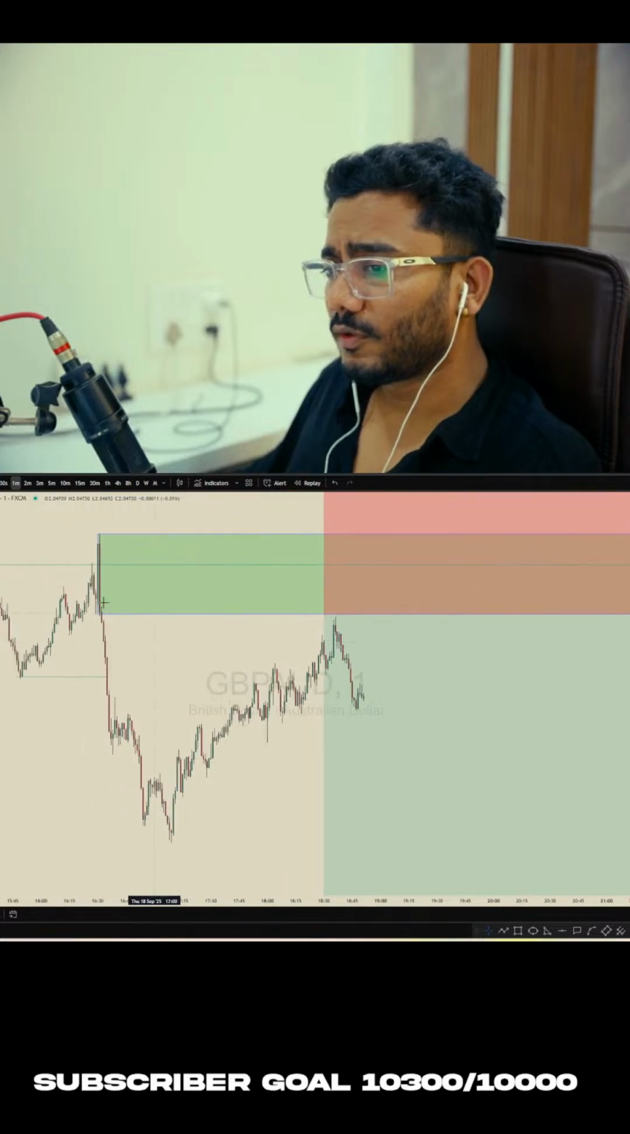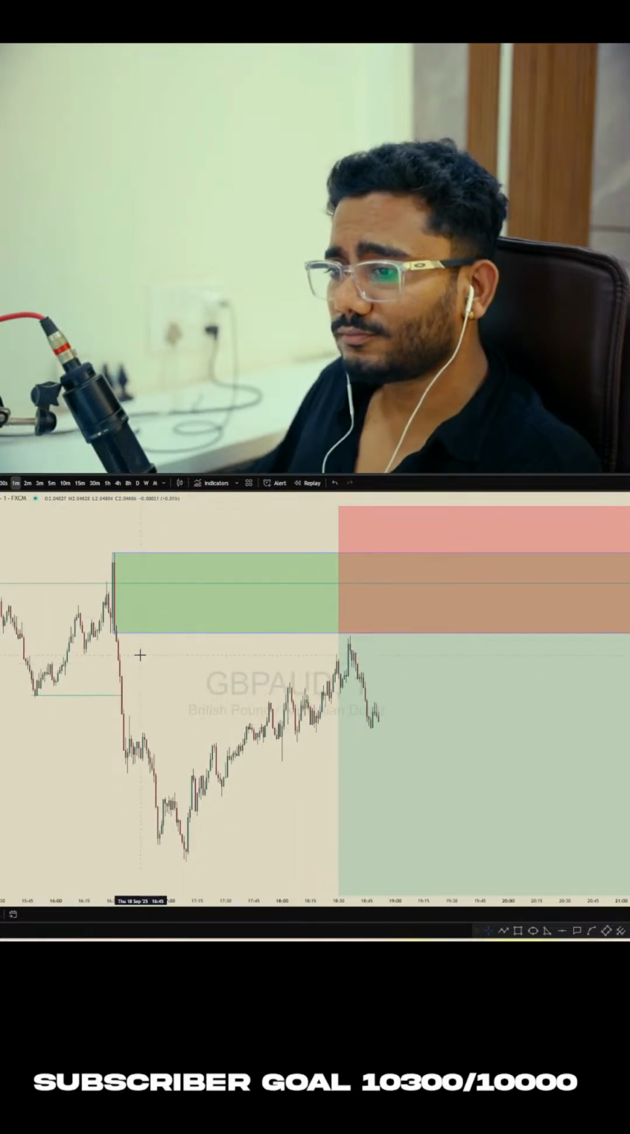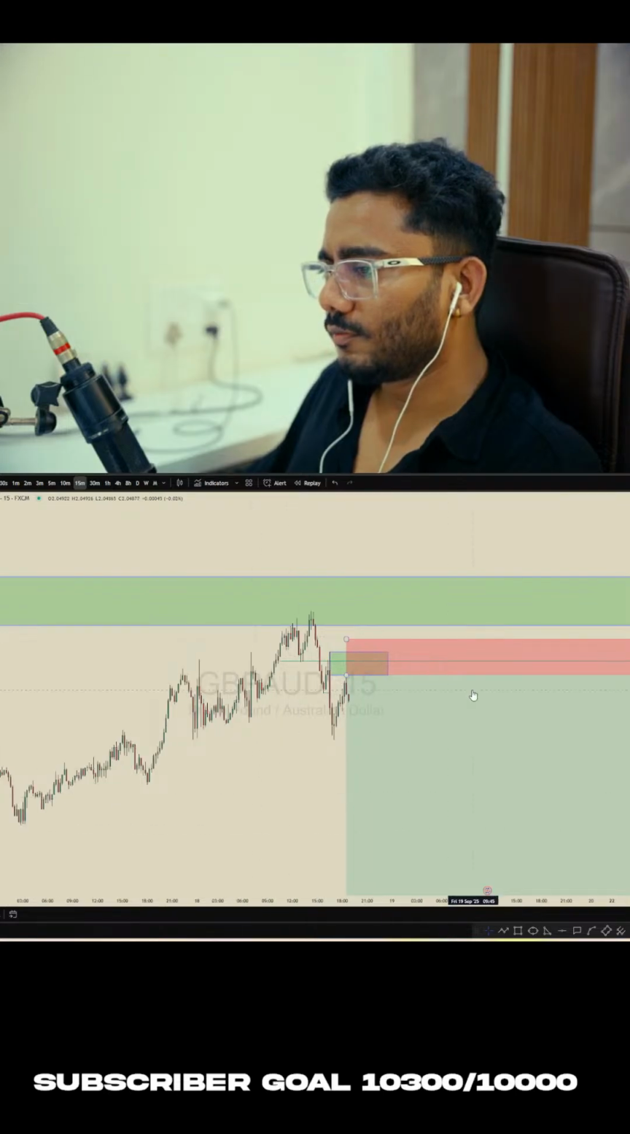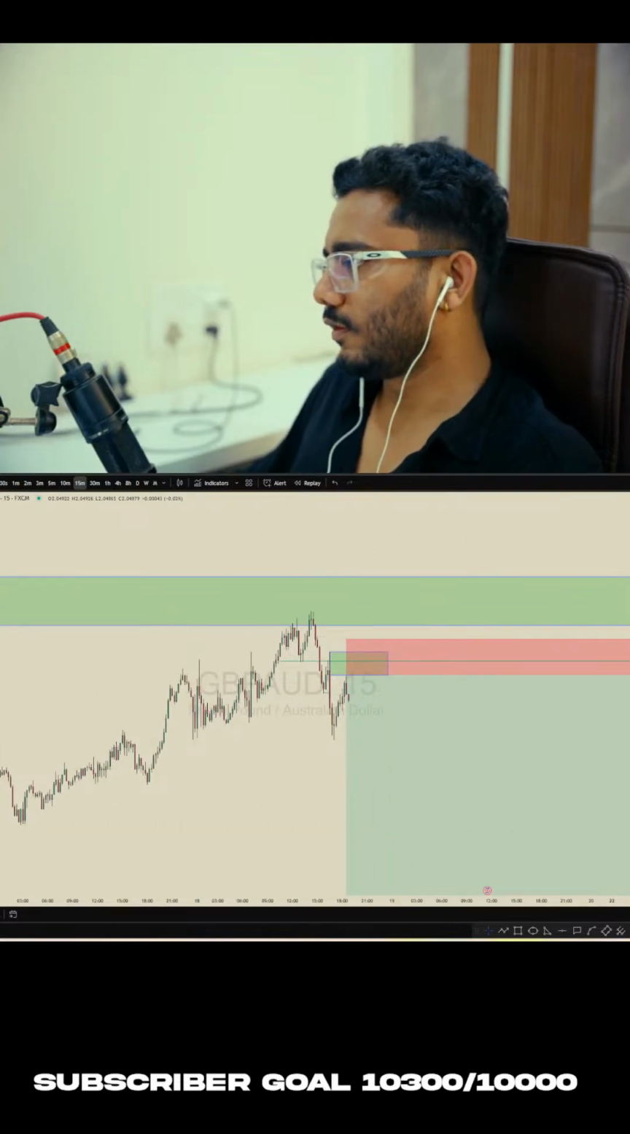Price almost tapped our entry. I think it will continue to downside now. Maybe you could see another spike and then we can look for entry.